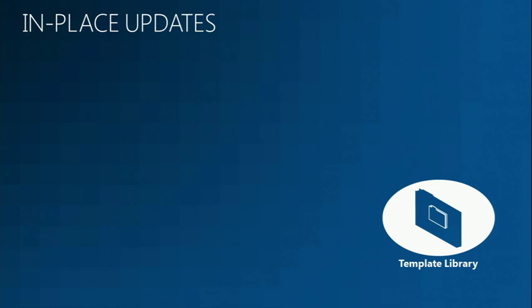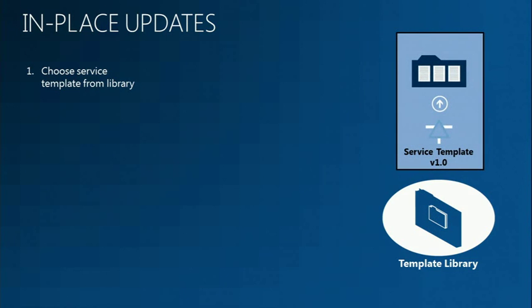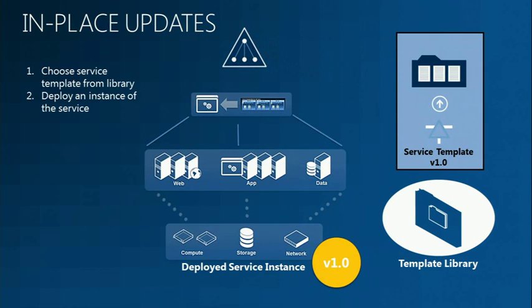In theory, they're basically the same. First of all, I have a template, and inside that template, I have the configuration of my service, whether it's multiple tiers, and what the configuration is for each of those tiers. Well, I want to update that application. So the first thing I do is deploy an instance of that application so that I can update it later on. And let's say this is version 1.0.